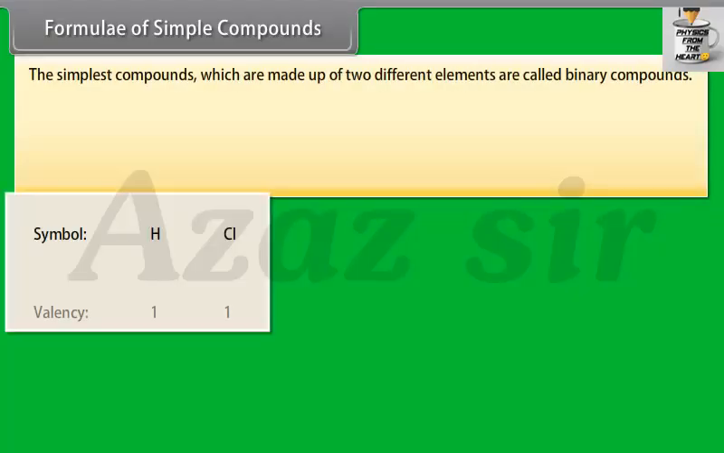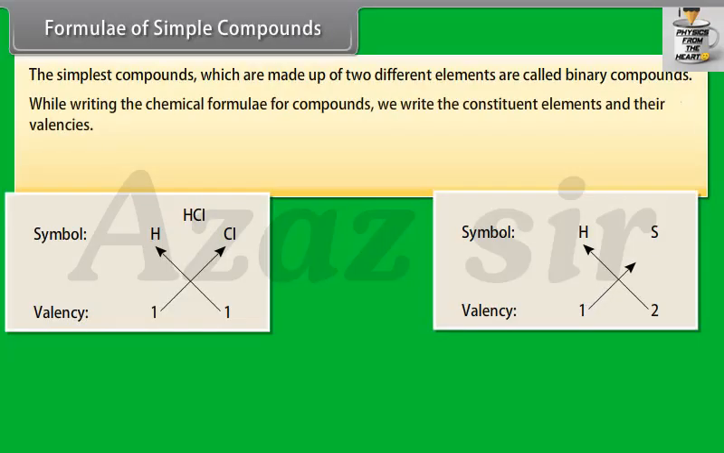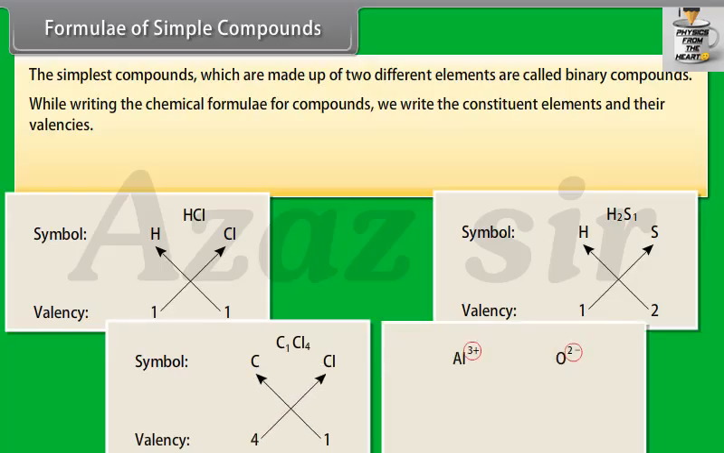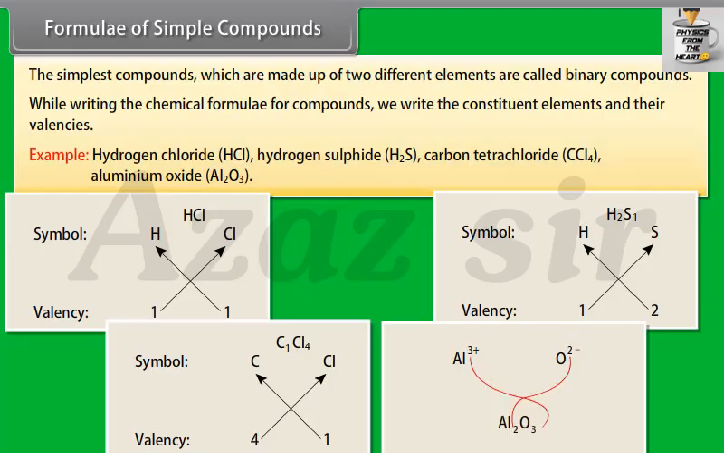Formula of simple compounds. The simplest compounds, which are made up of two different elements, are called binary compounds. While writing the chemical formula for compounds, we write the constituent elements and their valencies. Example, hydrogen chloride HCl, hydrogen sulfide H2S, carbon tetrachloride CCl4, aluminium oxide Al2O3.